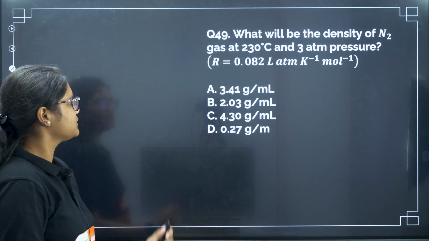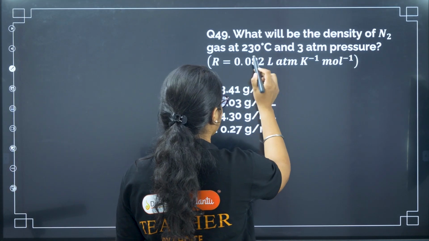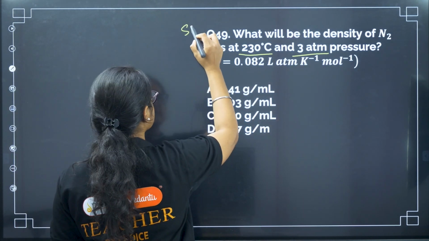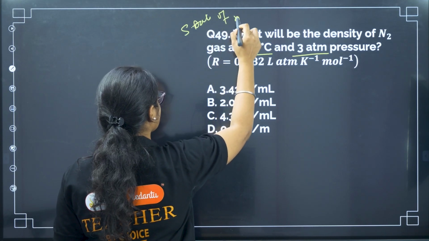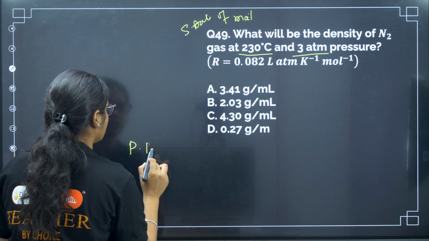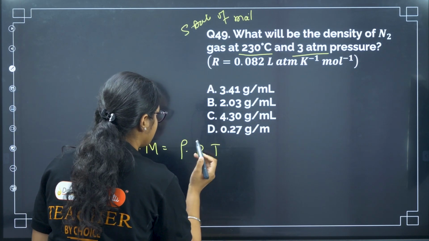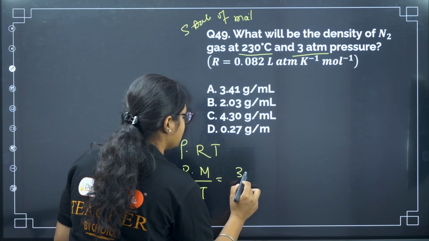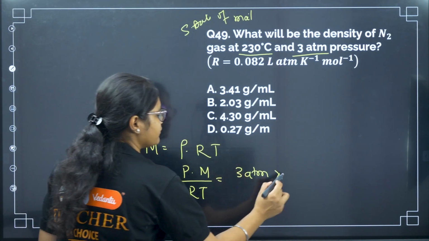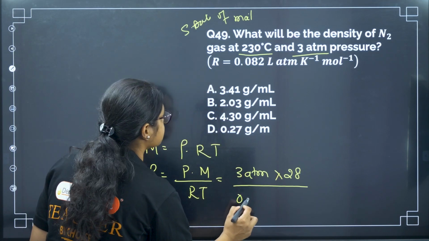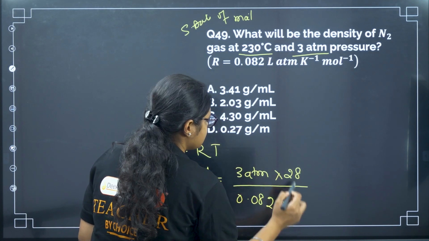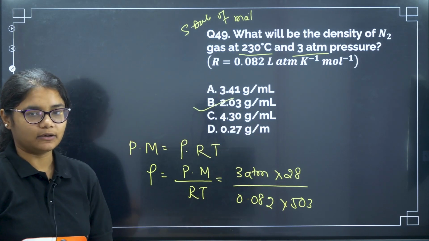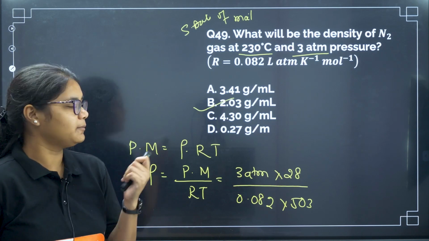Okay, next question is question number 49. What will be the density of N2 gas at 230 degrees Celsius and 3 atm pressure? This question is from your deleted portion, that is states of matter. But you can see the formula here to calculate. We have this formula, P into molar mass is equal to rho into R into T. Density we have to calculate, so that will be P into molar mass by R into T. Pressure is 3 atm, we can substitute. Then molar mass for nitrogen will be 28, divided by R value 0.082, and then temperature is 503 Kelvin. If you just solve this, the answer you will get is around 2.03 gram per ml. So the correct answer for this question will be option B.